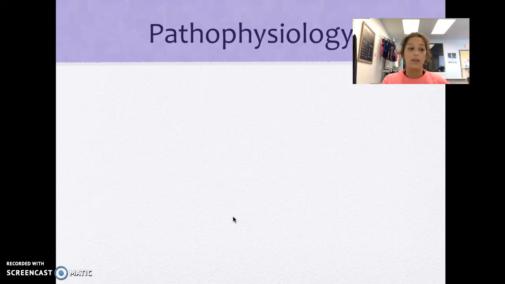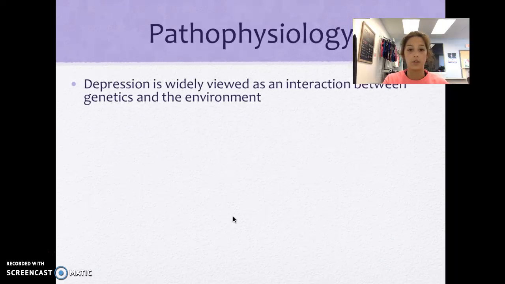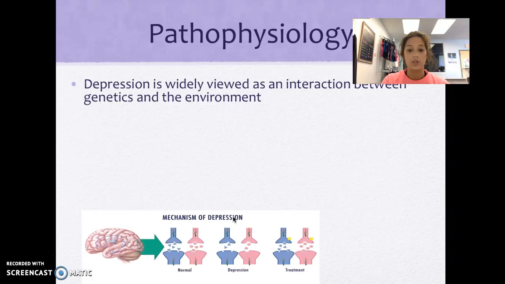The pathophysiology of depression. Depression is widely viewed as an interaction between genetics and environment. Both neurochemical and psychosocial variables have been implicated as contributing to the pathophysiology of depression. This is just an illustration of the mechanism of depression and the way that it's supposed to regularly function, as opposed to how it functions during depression, and what treatment is supposed to target and treat.